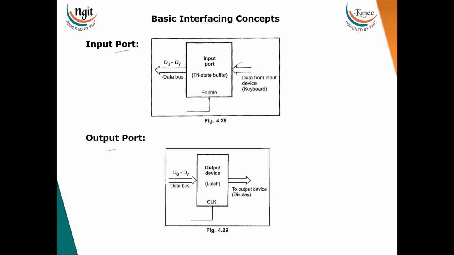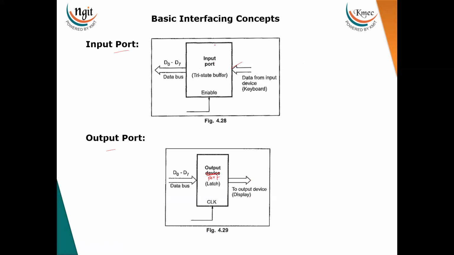the port. Now, what does input port mean? When the microprocessor reads data from the input device by using this port, it is called the input port. And what does output port mean? The microprocessor writes or sends data from the microprocessor to output devices such as a display, and for that we use the output port. Here it is an output port, and to this output port we are connecting the output device, the display.